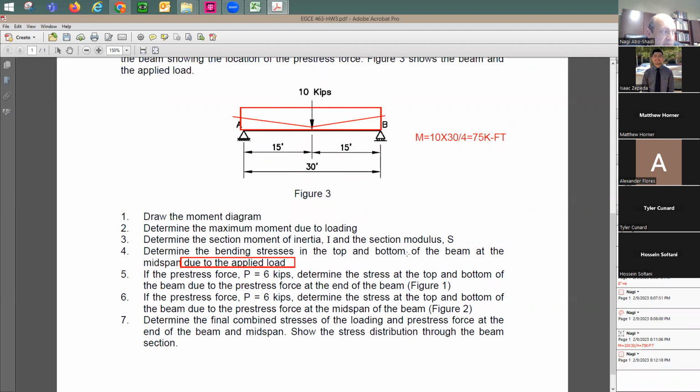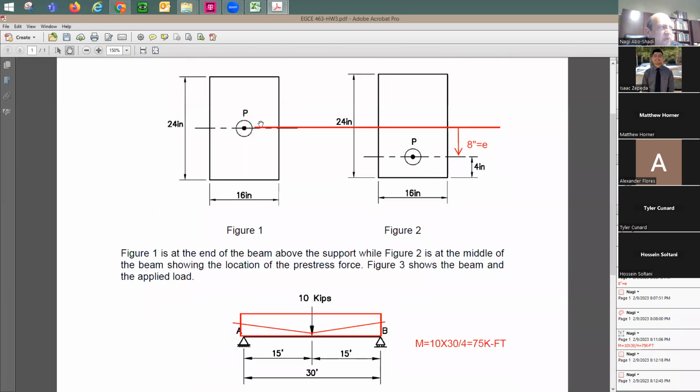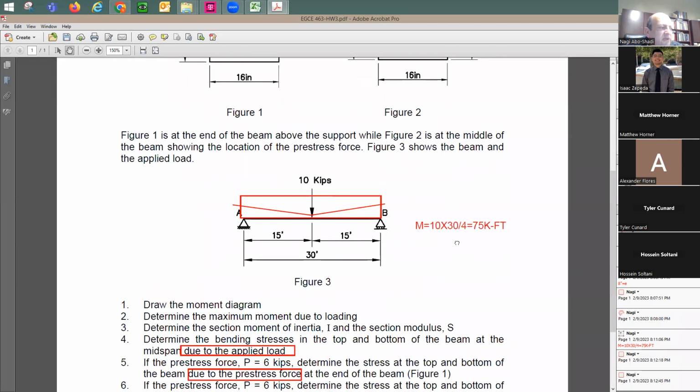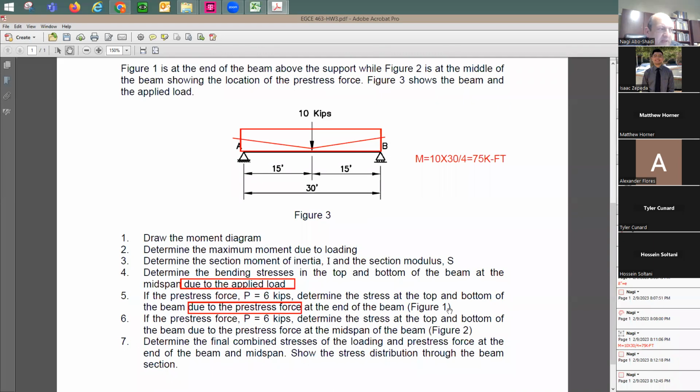Would that include the loading? No, it is just due to the pre-stress force. It didn't say add the load to it, right? So I just need to do it for the pre-stress force only. At the end of the beam, do you have eccentricity? No, it's going to be just P over A. So for this one, if you'd like to write it down, it's going to be P over A. Now, if the pre-stress force is 6 kips, determine the stress top and bottom of the beam due to what? The pre-stress force only at the middle of the beam.